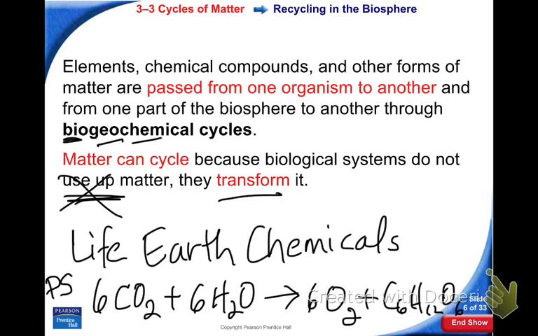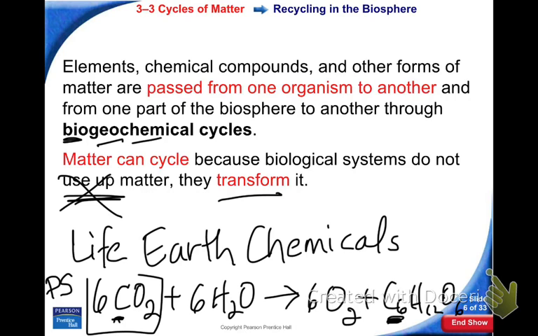Now, where did the carbons come from to make the glucose molecules? From the carbon dioxide in the air. So this equation is showing us one piece of the puzzle of how carbon is cycled between non-living and living parts of ecosystems.